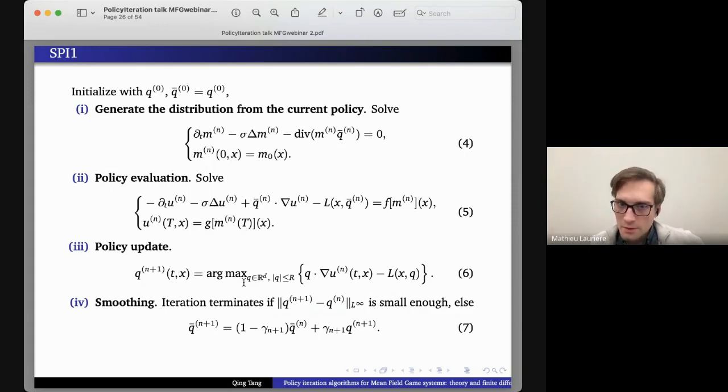And then you do the policy update, Qn plus 1, but you don't use it immediately. You use the bar version. Yes. Okay.